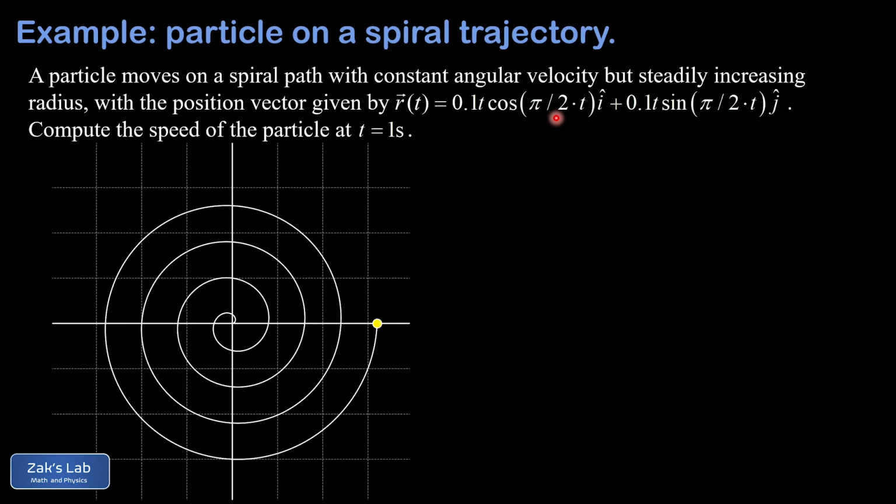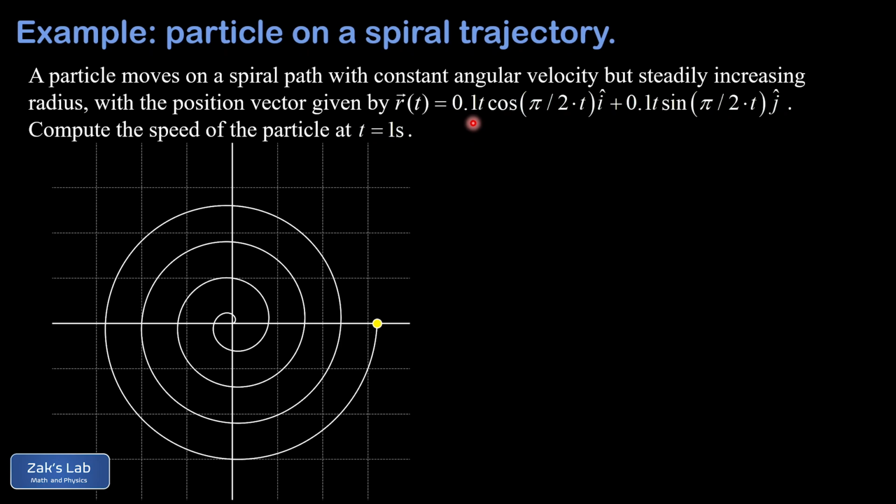So we have that cosine pi over 2t and sine pi over 2t for the i hat and j hat terms, but out in front of that is an increasing radius of 0.1 t. So the radius is going to start at 0 and then increase linearly from there. Now what we're trying to find in this problem is actually just the speed of the particle at the given time of 1 second.